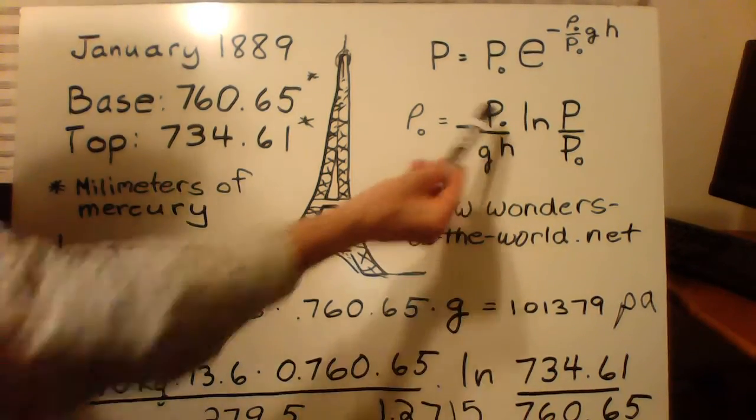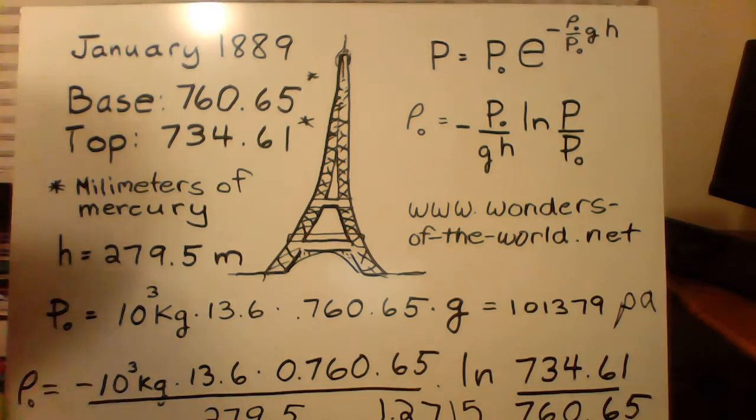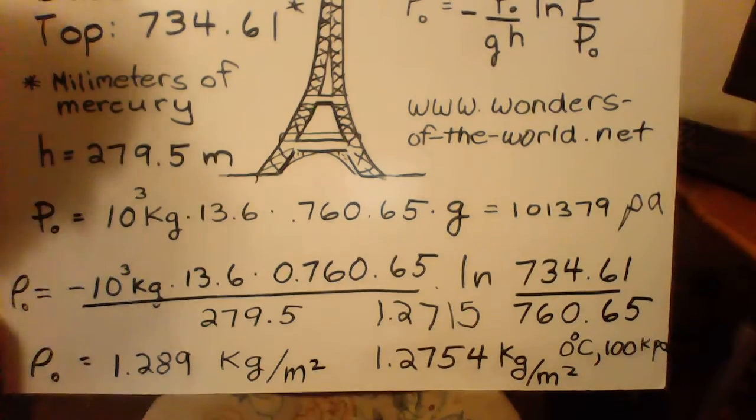I'm going to have to change the units here. This is millimeters of mercury. I have to actually change that into newtons per square meter. So that's what I will do. And in order to do that, I'm going to let you look down here a little bit.